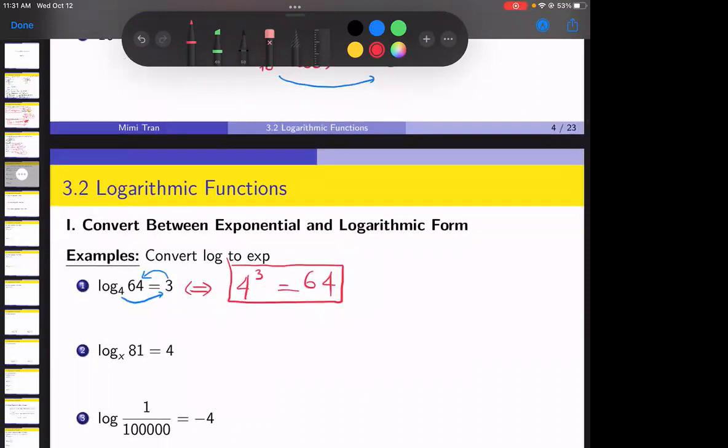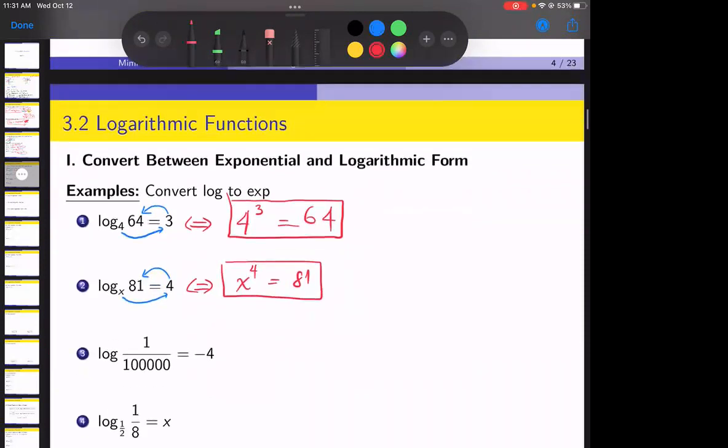Number 2. You don't have to solve to tell me the exponential form. x to the 4 equals 81, right? Can someone tell me what x equals? Just curious. Very good. Yeah, x equals 3. But I'm not solving, not yet. There's a typo here: I have 100,000, it should be just 10,000.